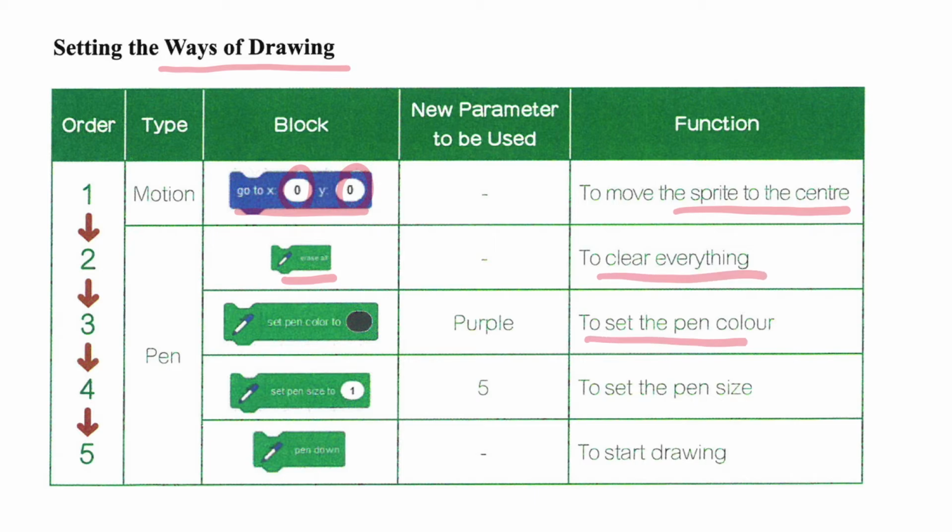And to set the pen color, we use the Set Pen Color to block. Similarly, to set the pen size, we use the block Set Pen Size to. And to start drawing, we use the Pen Down command.